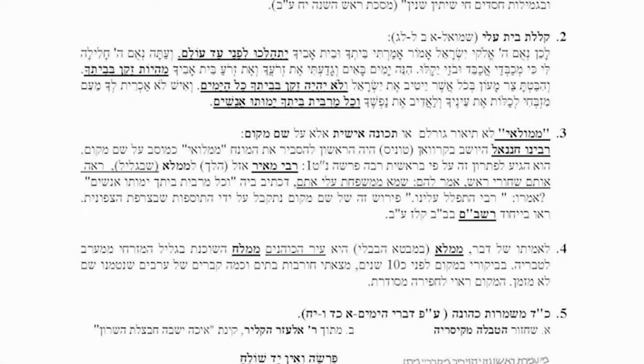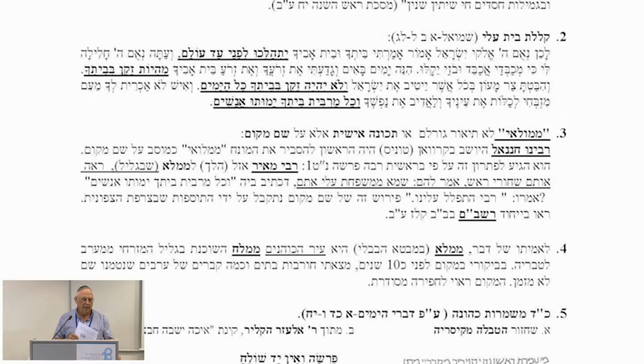Now, what does it mean, Mamlai? So it's up to Rabbeinu Hananel. Rabbeinu Hananel lived about 1100, no, before that. He lived about 1000 of the Common Era, in Kairouan, in Tunis. And he says, wait a second, Mamlai is a place name that's found in the Galil. And how do I know that? From the Midrash. And he says, what's the story there?